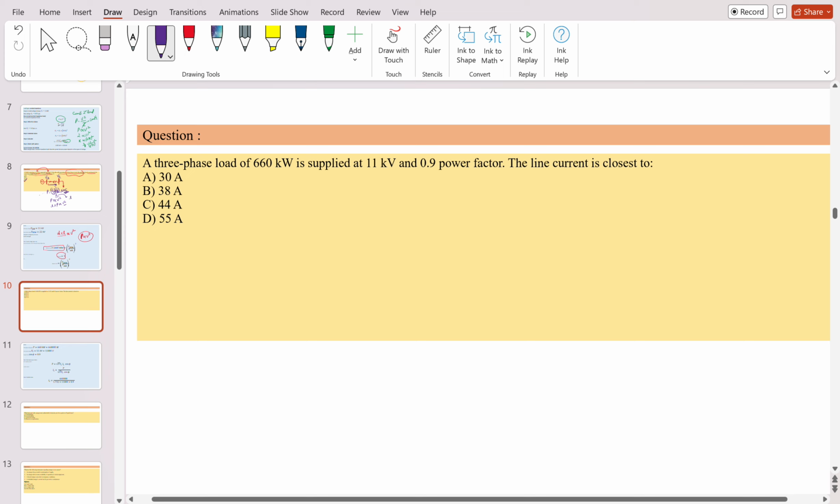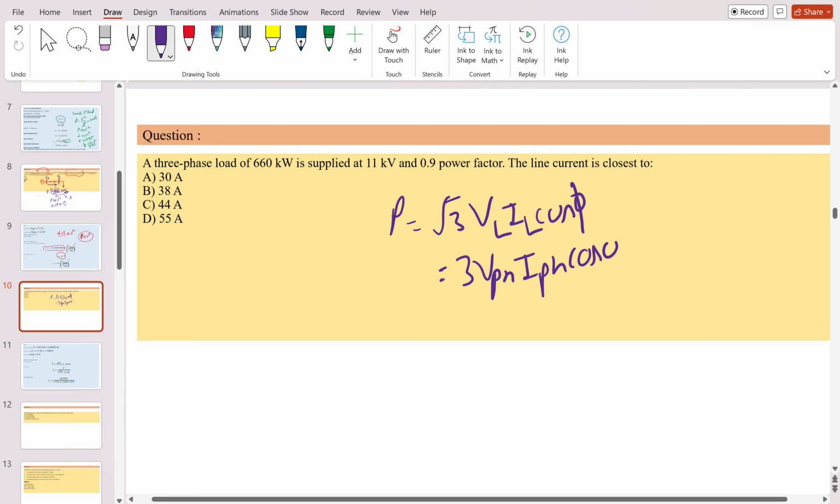Okay. So in this problem, let us see here. The three-phase load of 660 kilowatt is supplied at 11 kV and 0.95 power factor. I have given this problem just to make you understand a few equations, like root 3 VL IL cos phi, or you can say 3 VPH IPH cos phi. These are the few equations which are important.